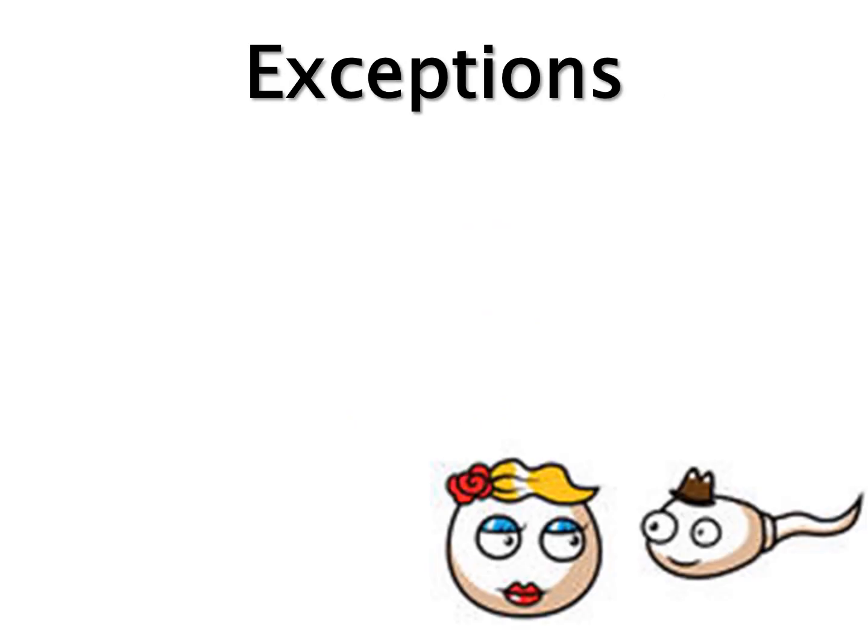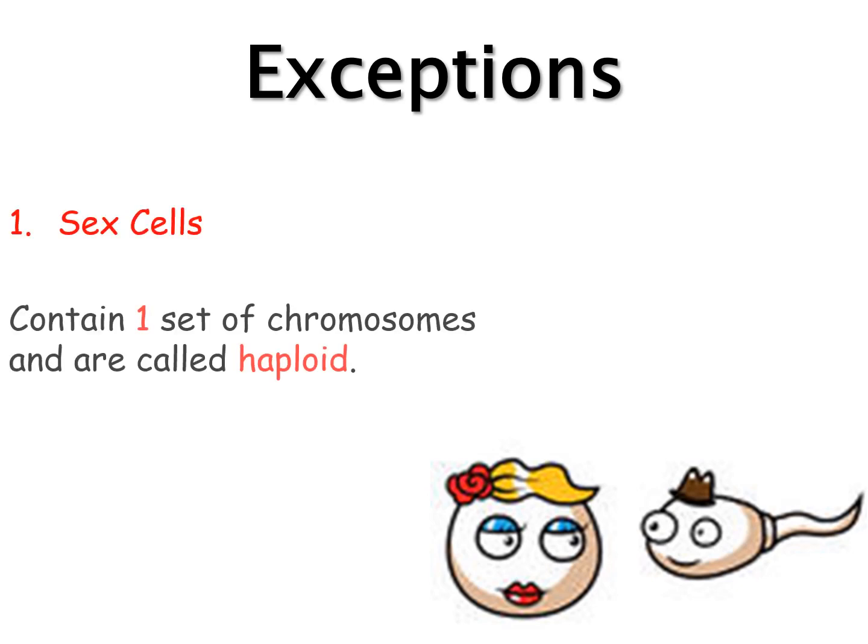While most cells contain two sets of chromosomes, there are some exceptions, and in this case we're going to look at two of them. The first exception is a sex cell. Sex cells in animals can be either a sperm cell or an egg cell. And if you remember back to specialised cells, you'll remember these. But these sex cells only contain one set of chromosomes. And if a cell only contains one set of chromosomes, we don't call it diploid, instead we call it haploid.